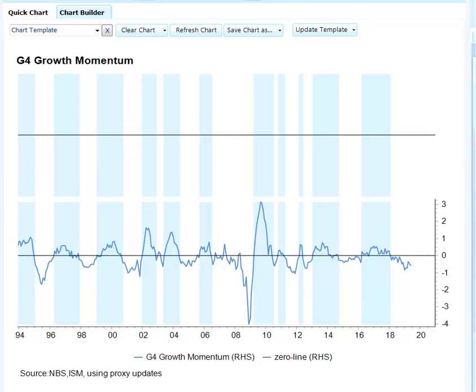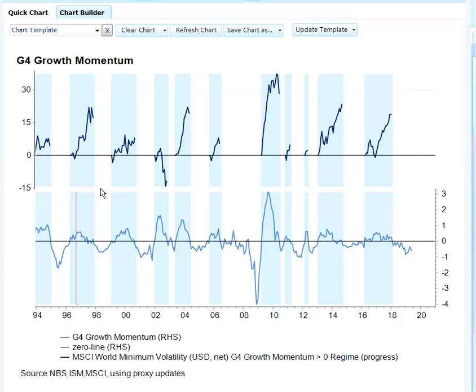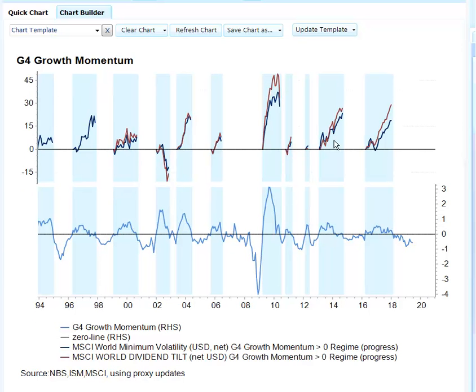Another decision of relevance might be minimum volatility. You can see there that's the performance during periods where growth momentum is above zero. And if we compare that to dividend yield, for example, you can see there that dividend yield as a factor has outperformed more often than not the minimum volatility factor. So keeping an eye on what is happening with growth momentum does seem to be important, certainly for the equity versus bond decision, to some extent the smalls versus large, and then also at a factor level.